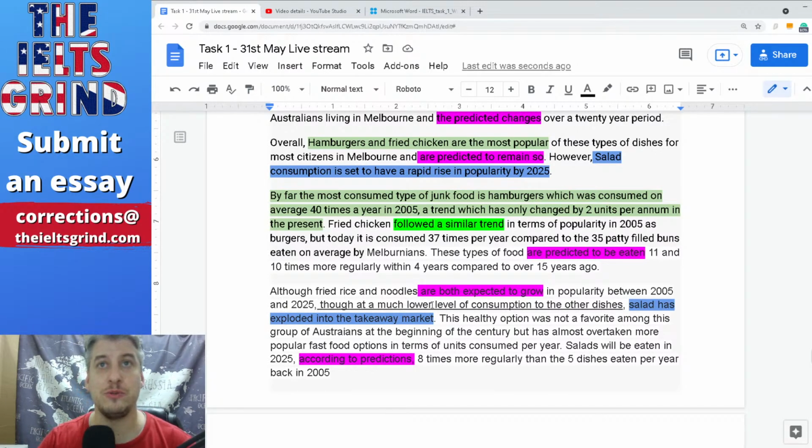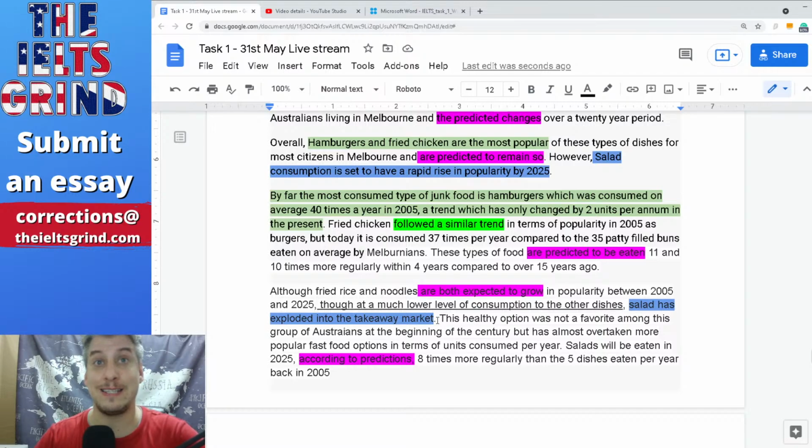Although fried rice and noodles are both expected to grow in popularity between 2005 and 2025, though at a much lower level of consumption to the other dishes, salad has exploded into the takeaway market. So here I am referring to fried rice and noodles, referring to the fact that it's a predicted growth, but I'm mentioning the fact that salad is the major feature because it became so consumed over the period, exploded into the takeaway market. Takeaway, another way to refer to fast food.